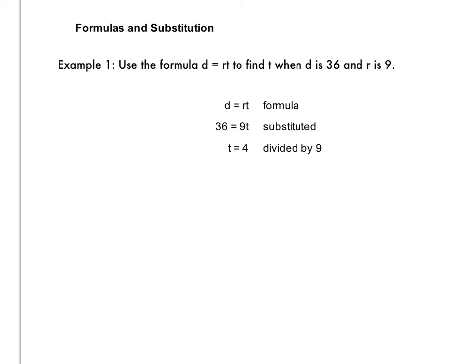First, let's find which measures we know and which is the unknown measure we need to find. We are told that D is 36 and R is 9. The unknown variable is T. When we substitute numbers for the letters that are known, the equation looks like this: 36 equals 9T. Then we can divide both sides by 9 and we find that T equals 4.